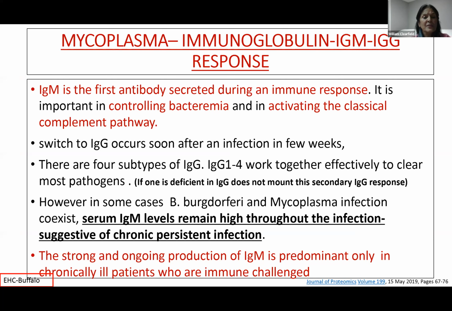IgM is the first antibody secreted during the immune response, controlling bacteremia and activating the classical complement pathway. Then after a few weeks, it switches to IgG, soon after the infection. There are 4 types of IgG, and if one is deficient in one IgG subclass, then one may not have the optimal secondary IgG response. Serum IgG levels remain high throughout the infection in cases of Lyme disease and chronic mycoplasma infection, which also suggests a chronic persistent infection. Strong ongoing production of IgM is predominant only in chronically ill patients who are immunochallenged.